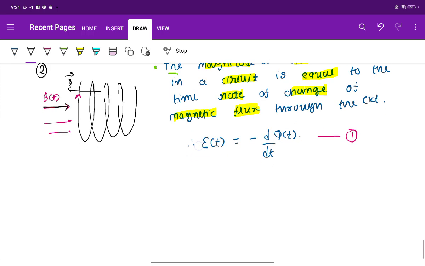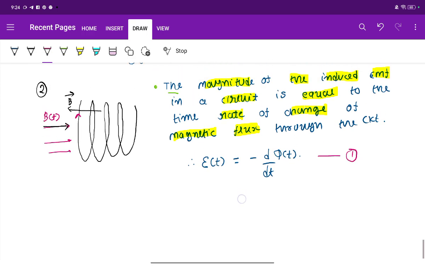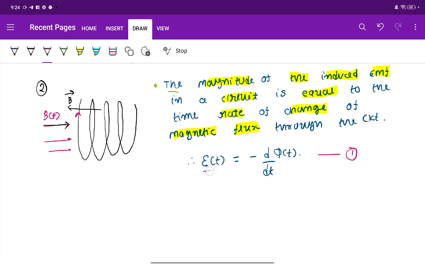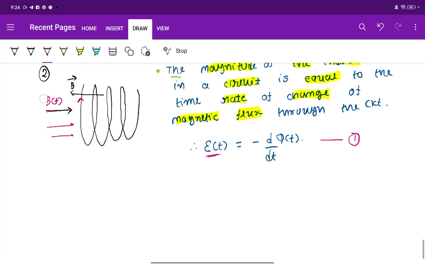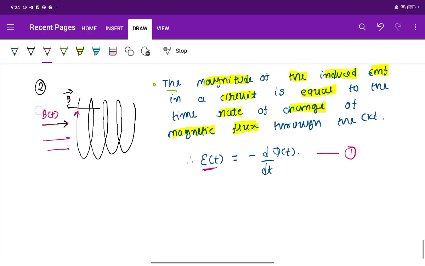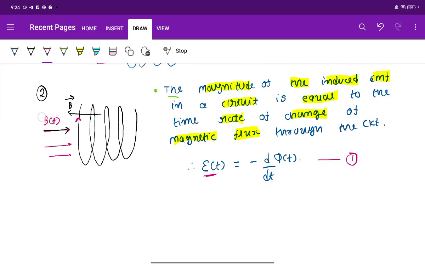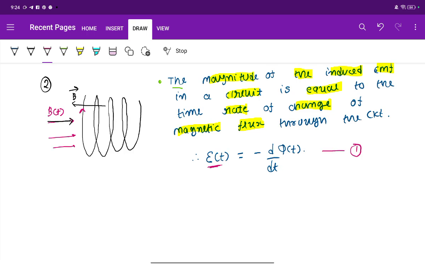So let me write this statement here. Negative sign indicates that this induced EMF is opposing whatever external magnetic field there is, which is causing it, I mean, which is responsible for induced current, right? This induced current will produce magnetic field, and that produced magnetic field will oppose this external magnetic field. And why does this happen? This happens due to energy conservation law. Okay, that is basically Lenz law that we will discuss later on.